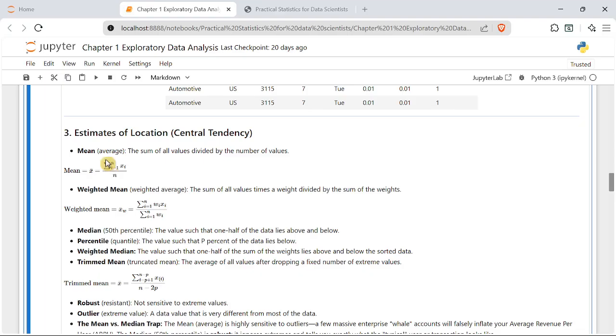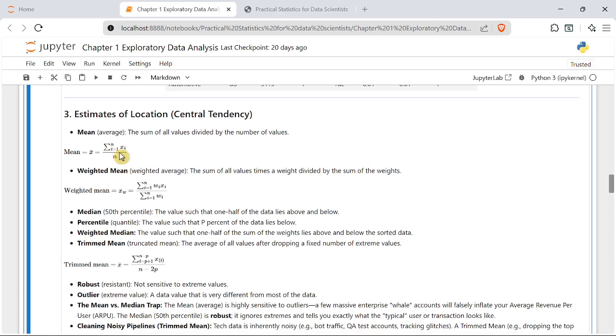Third, estimates of location, central tendency. Mean: the sum of all values divided by the number of values is the average. The sum of all values divided by the number of values is the mean. So here is its formula. We sum all the values and divide by the number of values.